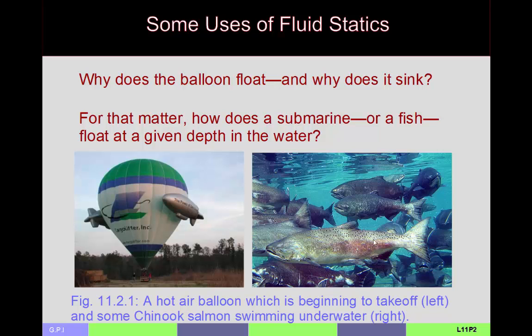How is it that fish can float at some given level in water without really exerting any additional effort? This fish could be just floating there in the water without having to move any of its fins to maintain this level. Similarly, a submarine can rise and sink without needing to turn the propeller screws to actually drive the submarine. So how does all that work?